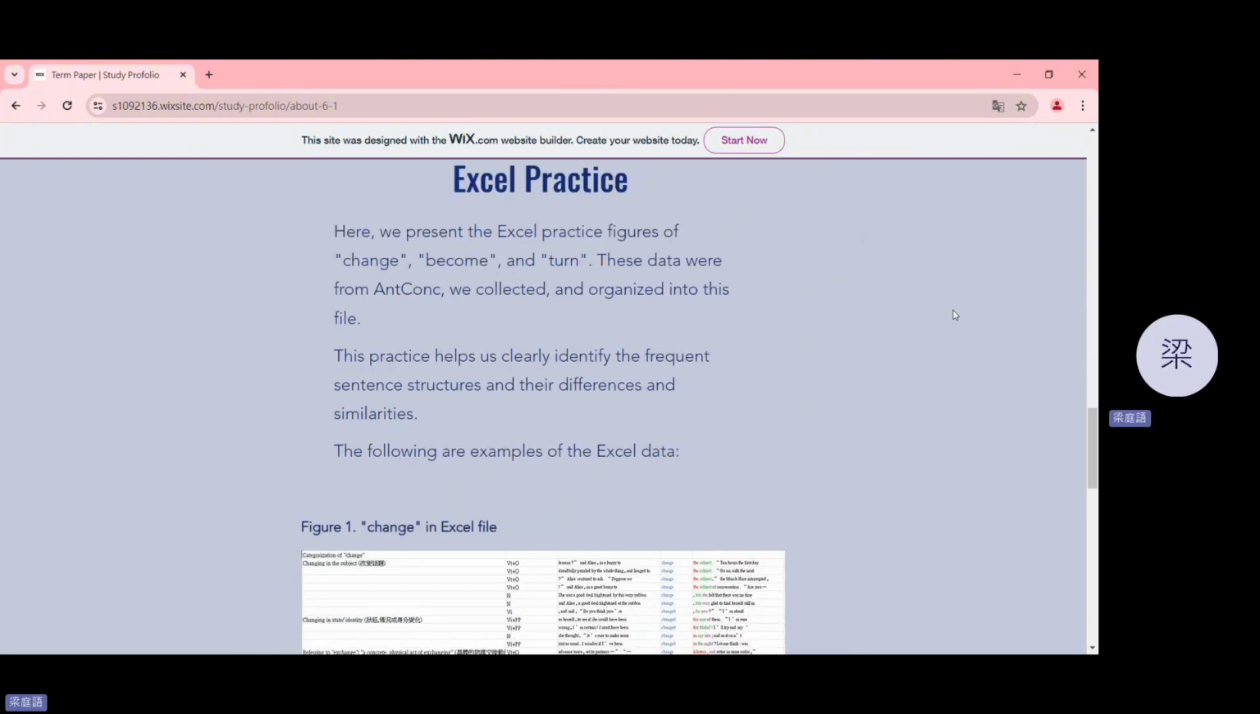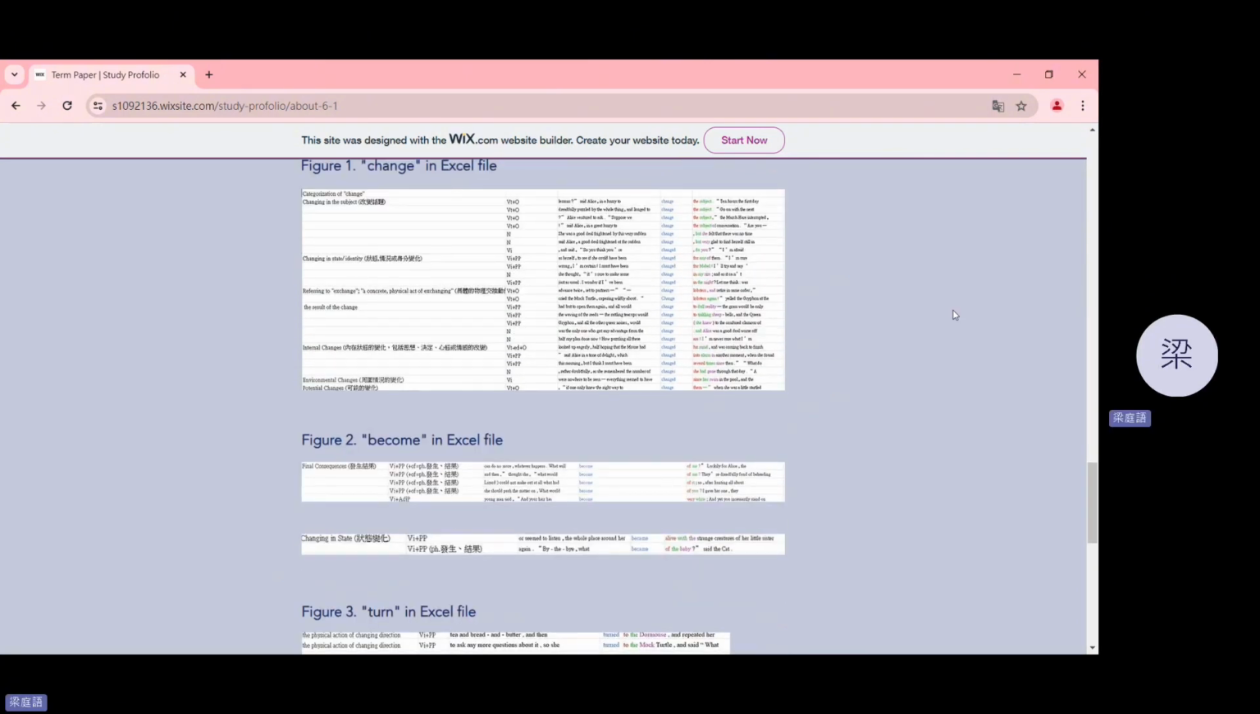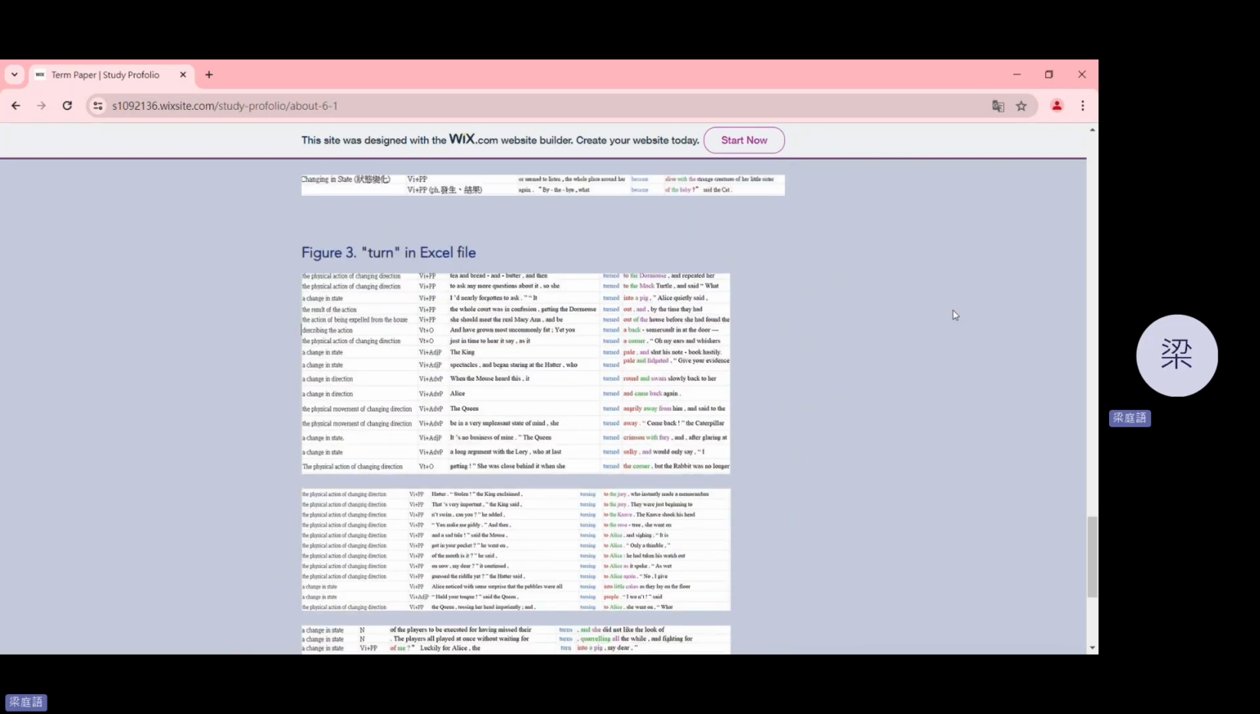Next is our practice on Excel charts. Here we present the Excel practice figure of change, become, and turn. These data were from AntConc. We collected and organized them into this file. This practice helps us clearly identify the frequent sentence structures and their differences and similarities. The following are examples of the Excel data. These are figure 1 of change, figure 2 of become, and the last one of turn.